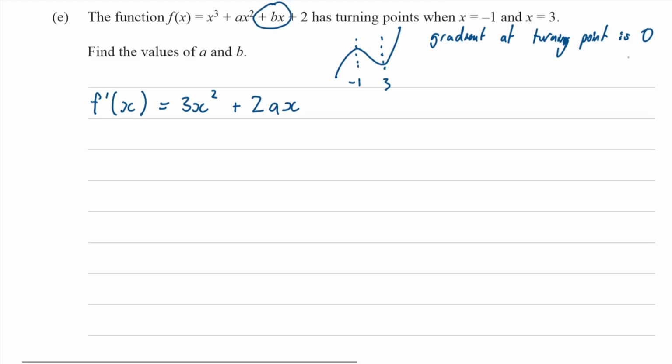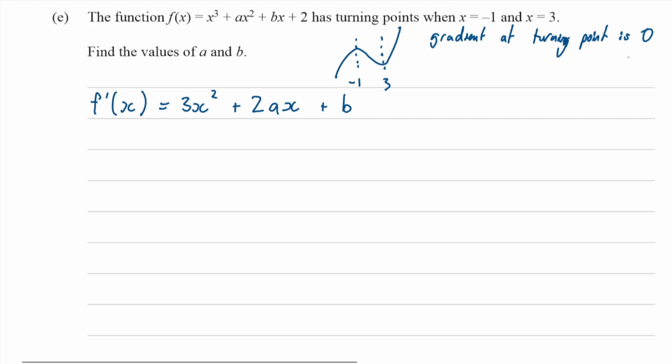Derivative of plus bx, so b is a constant, so we know if we have a constant times x, the derivative is just that constant, so plus b. And finally, the derivative of plus 2, the derivative of a constant is 0, as it is constant, it is not changing. So we don't need to write plus 0 at the end. Great, we have our gradient function.